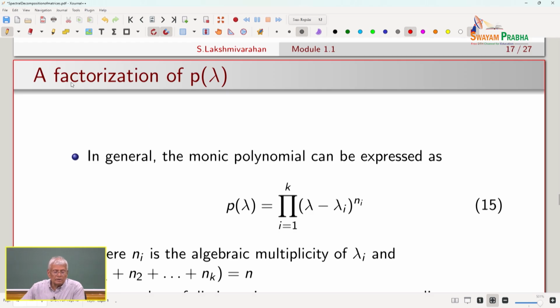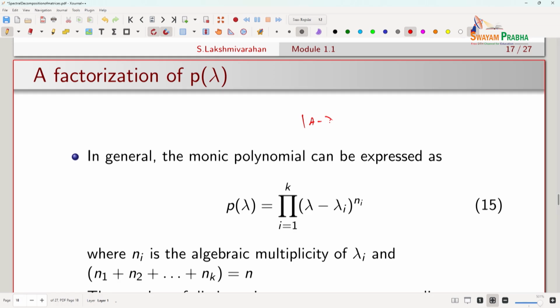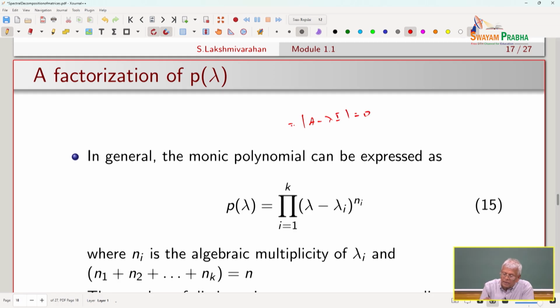In general, I can factorize a polynomial. Please understand that the polynomial, the determinant of A minus lambda I equal to 0, p of lambda, is called a monic polynomial. What is a monic polynomial? A monic polynomial is one in which the coefficient of the largest degree term is 1.